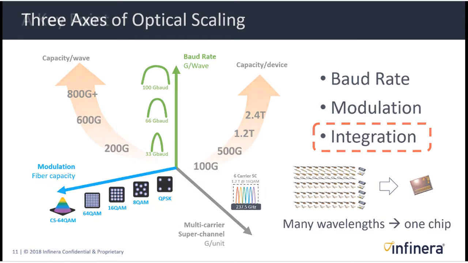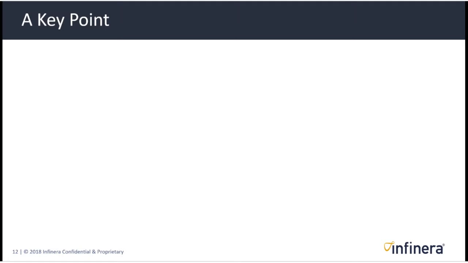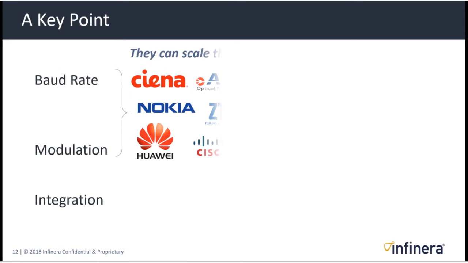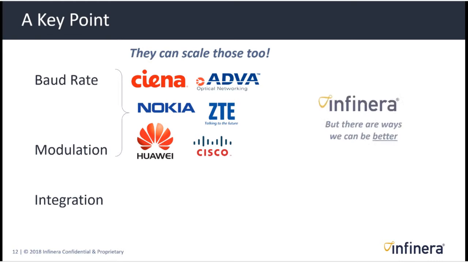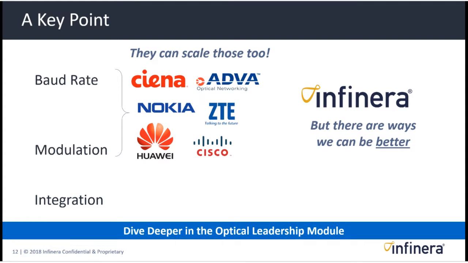So let me pause and just emphasize a very key point here. Of these 3 axes, our competition can scale along the first 2, baud rate and modulation. In a separate tutorial on optical leadership, my colleague Jay Gill will explain why we're able to do better along these axes. To give you the quick version, Infinera is the first DWDM company to adopt a technology called Nyquist subcarriers. Now, our competitors could do this too, but we are the first to do this, and the odds are that we'll have a 2-year head start on them.